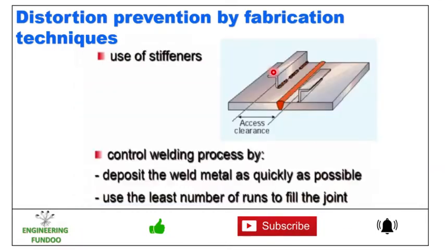Then we have distortion prevention by fabrication technique, again with use of stiffeners. Friends, along the length you can weld such kind of stiffeners so that the plate doesn't get distorted while welding along the length. So this is controlling the welding process by depositing the weld metal as quickly as possible and using the least number of runs to fill the joint.